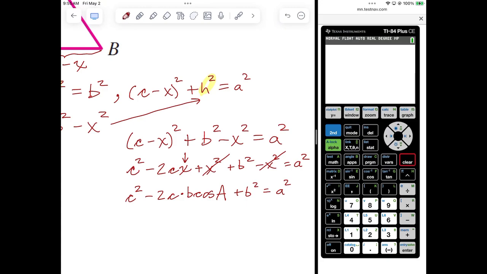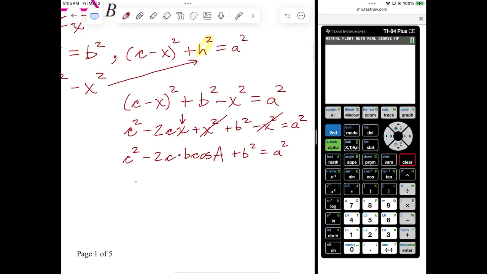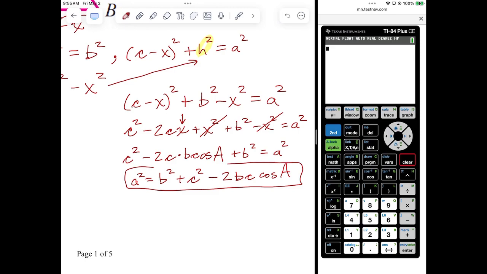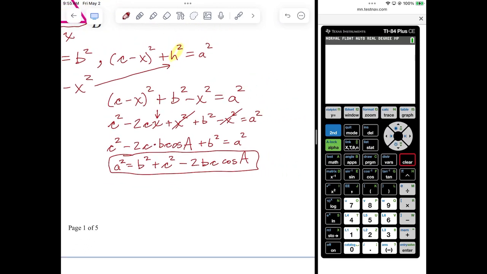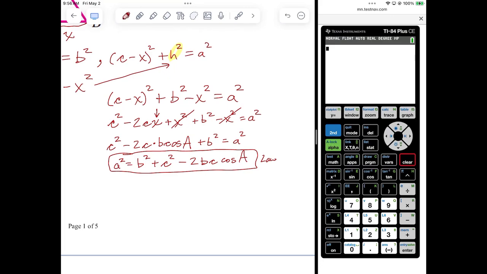All right, now I'm pretty much there. All I'm going to do is rearrange a couple of things. First of all, I'm going to put little a squared by itself on the left-hand side, and then I'm going to rearrange some of the things on the right-hand side. It becomes b squared plus little c squared minus 2bc cosine of a. And there it is. That is the law of cosines. And you can tell it's the law of cosines because it has cosine in it.